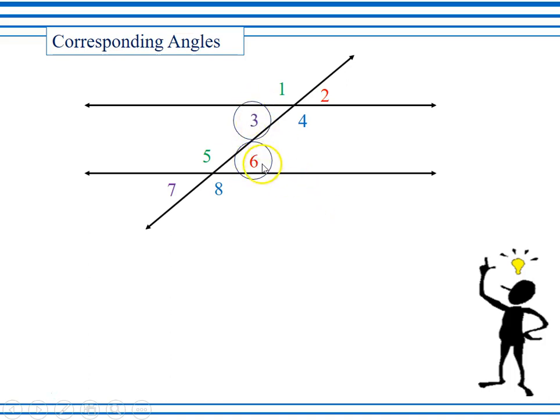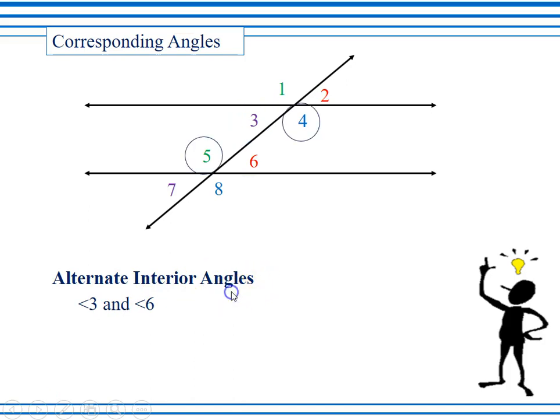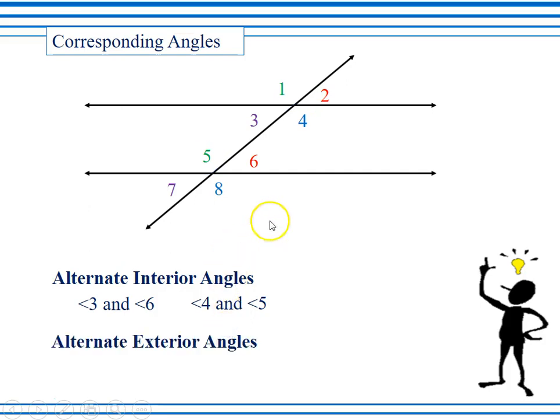These 2 angles are alternate interior angles. And we say angle 3 and angle 6 are alternate interior angles. We also have angles 4 and 5 that are alternate interior angles. Then we have alternate exterior angles. Angle 1 and 8 are alternate exterior angles. And angles 7 and 2 are also alternate exterior angles.